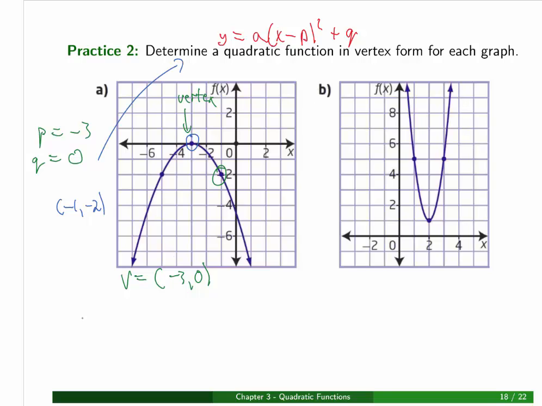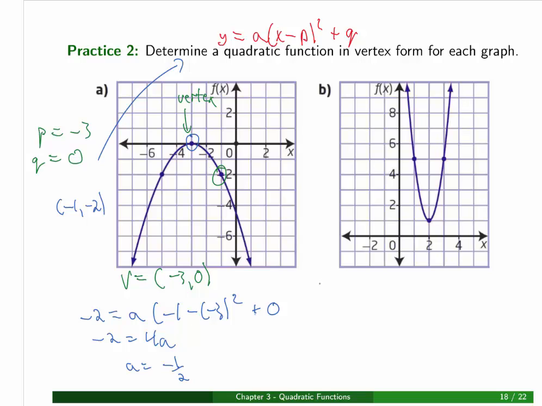Okay, so for instance, -2 will go in for y. It's going to equal a times -1 for x minus p, all squared plus q, which is 0. You're going to solve for a and then you're done. Here we have -1 plus 3, which is going to be 2. Squared is 4, so you have -2 equals 4a. So here a is equal to -1 over 2. Okay, which makes sense because it's opening downwards and it's quite wide.